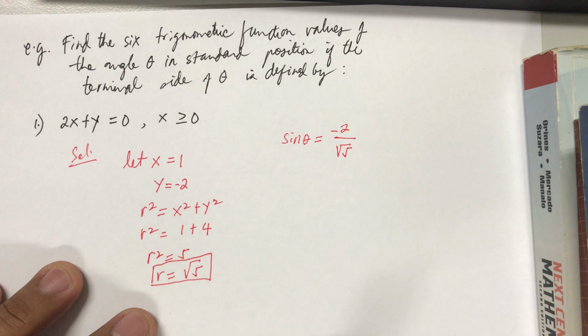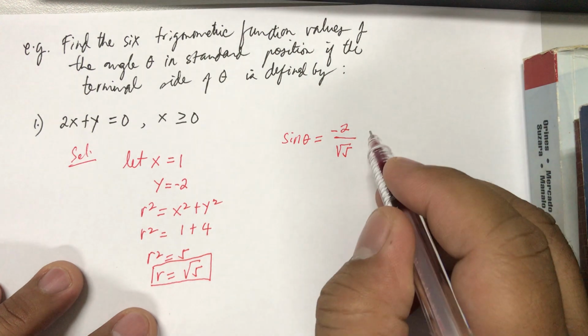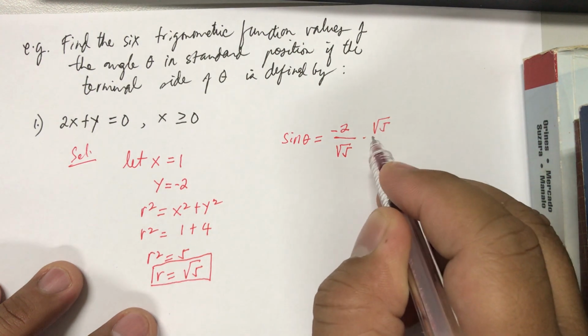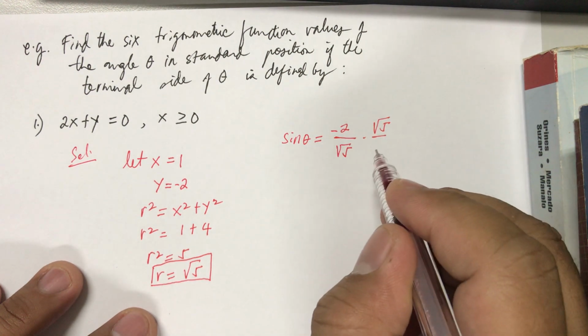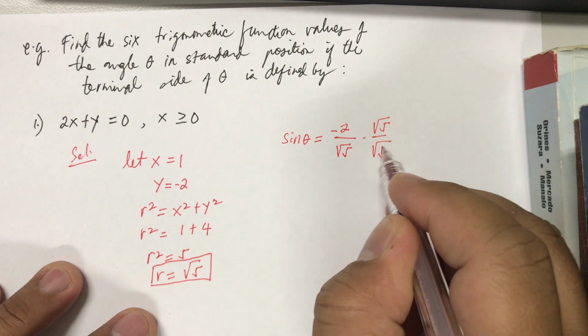Negative 2 over square root of 5 is not considered an answer since there is a radical sign in the denominator. So what you need to do is to rationalize the denominator by multiplying the numerator and the denominator by square root of 5. So you have square root of 5 to be multiplied to the numerator. Square root of 5 is also to be multiplied to the denominator.